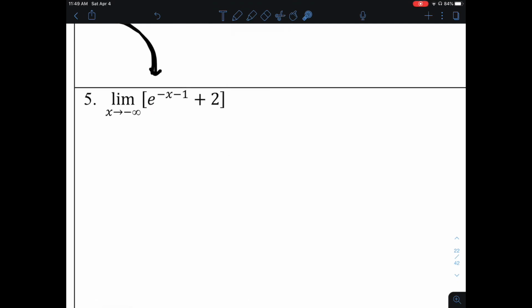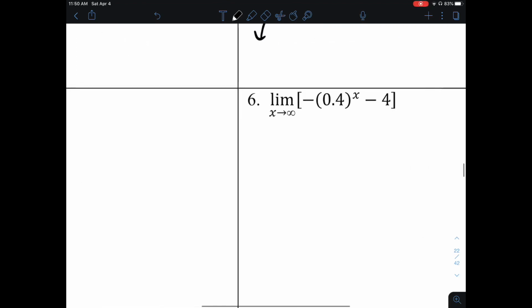Number 5, e is 2 point something, so it's already bigger than 1. This negative makes the curve grow towards the horizontal asymptote. Still above because there's no vertical reflection. This horizontal asymptote is at y equals 2. As we go left forever, this graph is going up. It's going to infinity. That limit does not exist.